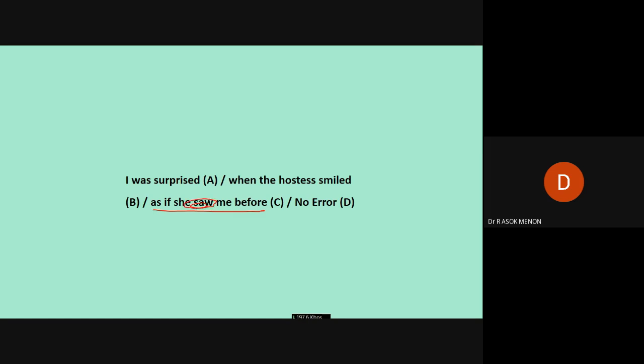This saw should be replaced with had seen, because when you take the tense sense of the whole sentence, the sentence begins with I was surprised. I was surprised is simple past. When the hostess smiled, and that again is simple past. I was surprised when the hostess smiled. Both are simple past.